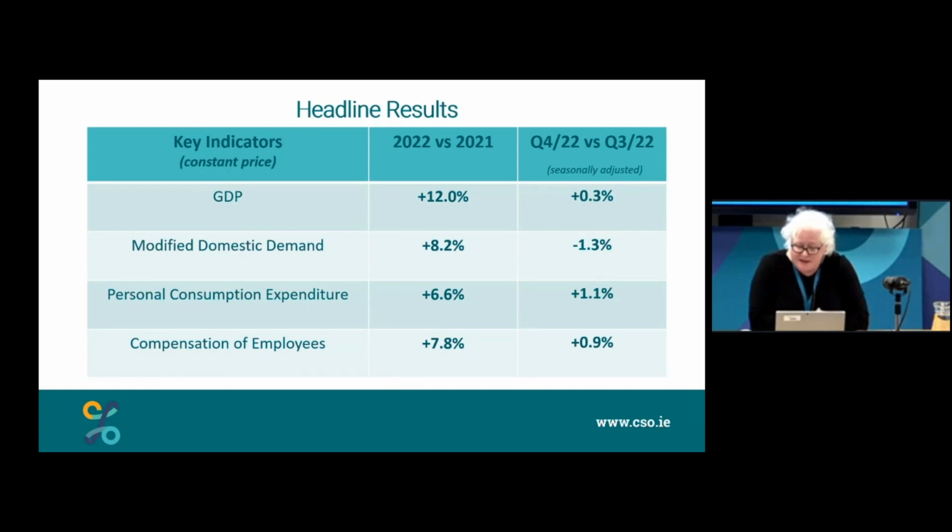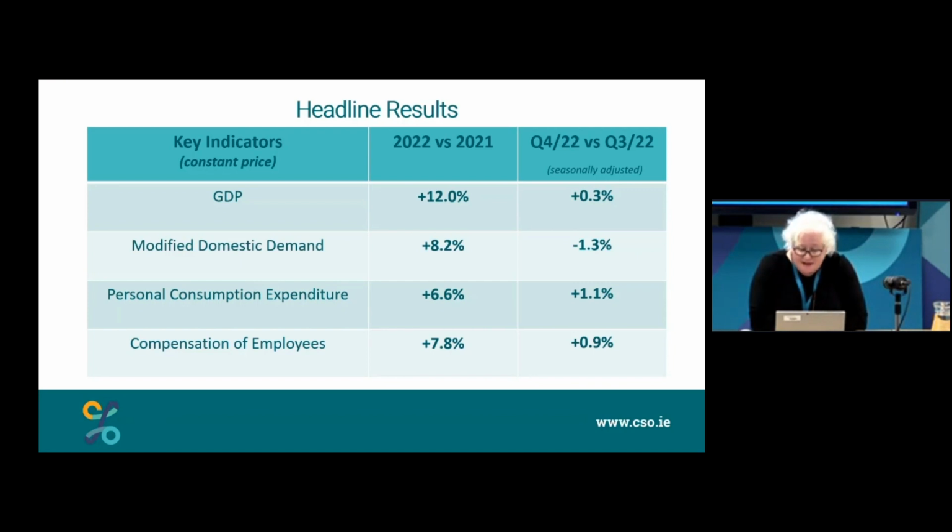Modified domestic demand, as we always say when we drill down into the economy, is a very helpful indicator to give insight on domestic activity because it excludes the impact of aircraft leasing, intellectual property, and product imports. We're seeing 8.2% growth there in 2022. PCE, the indicator of spending, increased 6.6% in 2022, bringing us almost back to the levels of personal expenditure that we saw in 2019 before the COVID-19 pandemic.